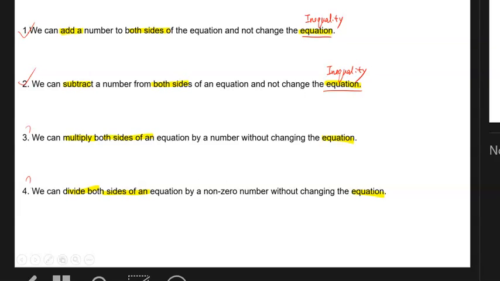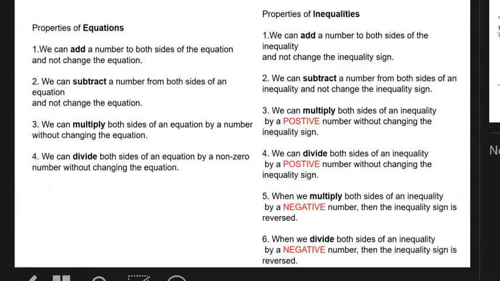So now let's look at the properties here. The first one, add and subtract, are not going to change the inequality sign. For multiplication and division, if we're multiplying or dividing by a positive number, we are not going to change the inequality sign either. So these last two are different, and we need to pay attention to these two cases. When we either multiply or divide by a negative number, the inequality sign must be reversed, which means greater than becomes less than, or less than becomes greater than.